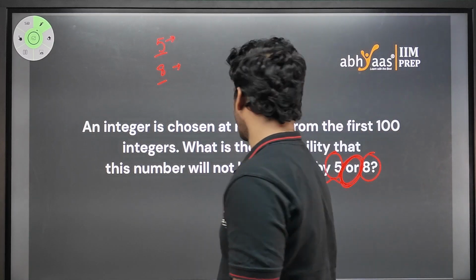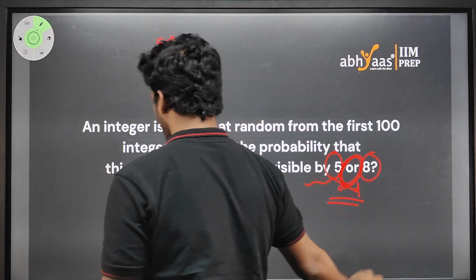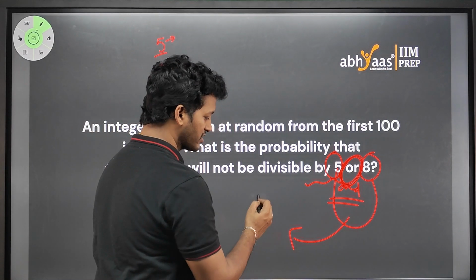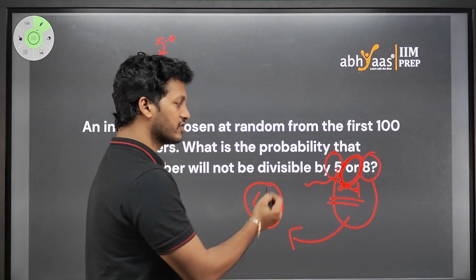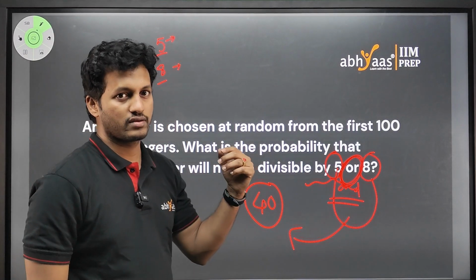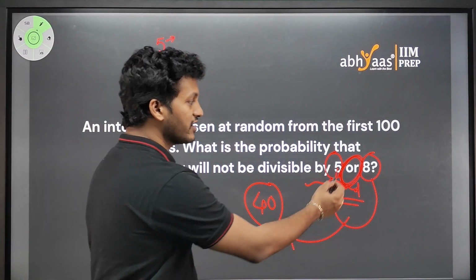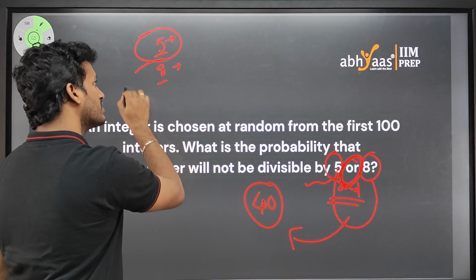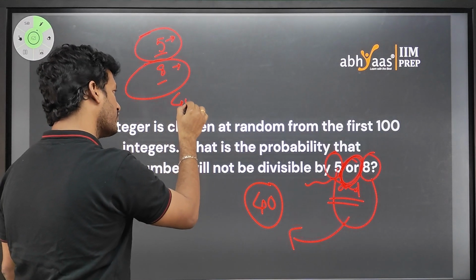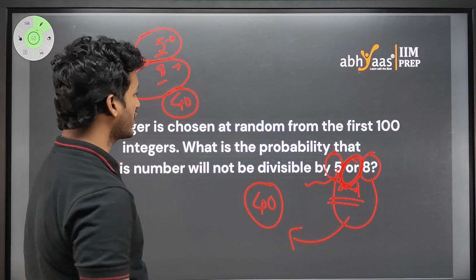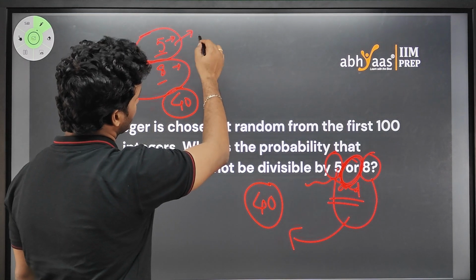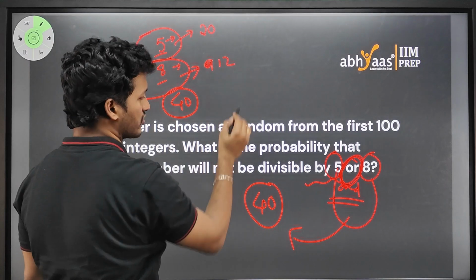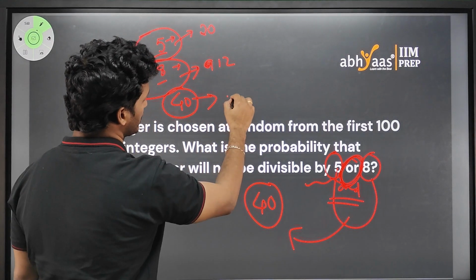You know why? Because if I say 5 and 8, we have to take the LCM of 5 and 8. They are co-prime, so the answer is 40. We would check the numbers divisible by 40, not 5 or 8. Here it is said 5 or 8, so I have to select numbers divisible by 5, numbers divisible by 8, and those divisible by 40 also. How many numbers are divisible by 5 up to 100? That would be 20. For 8, it would be 12, since 8 times 12 is 96. For 40, there are 2.